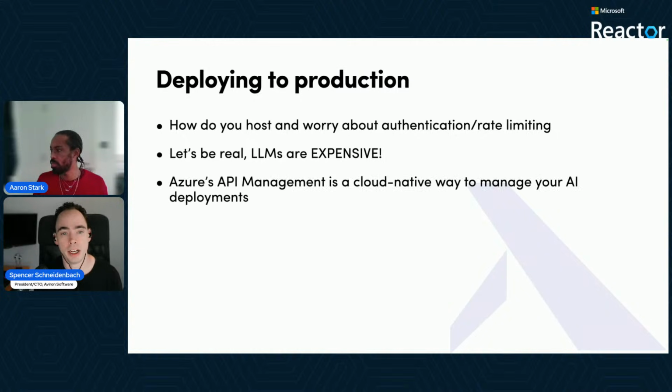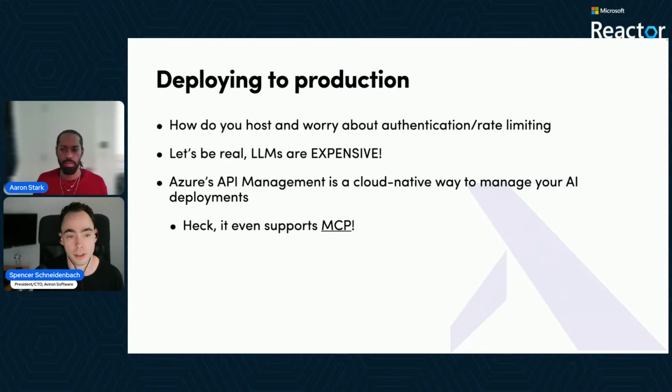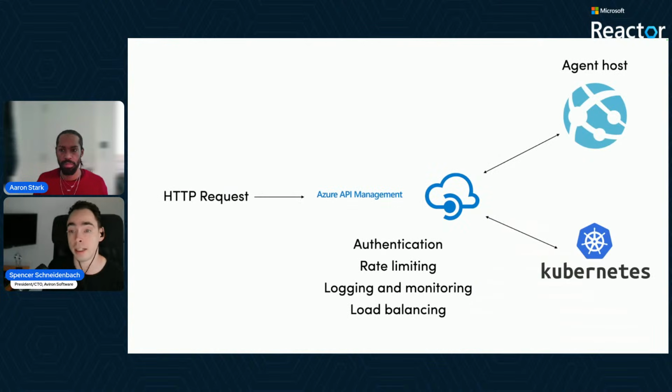So Azure API Management is a cloud-native way to manage those AI deployments. If you're on Azure, if you're using a myriad of Azure services, it even supports MCP. If you want to define your own MCP server, you can put that in front of API Management and then basically have a turnkey way of getting that authentication, that rate limiting, that logging and monitoring, that load balancing, if you need that. If you're really enterprise scale, you really need all of that. You might talk to Azure App Service through API Management. You might talk to Kubernetes. You might talk to an Azure function. You might have an MCP server defined, right? So API Management is just a layer in between that allows you to do that a little bit easier.